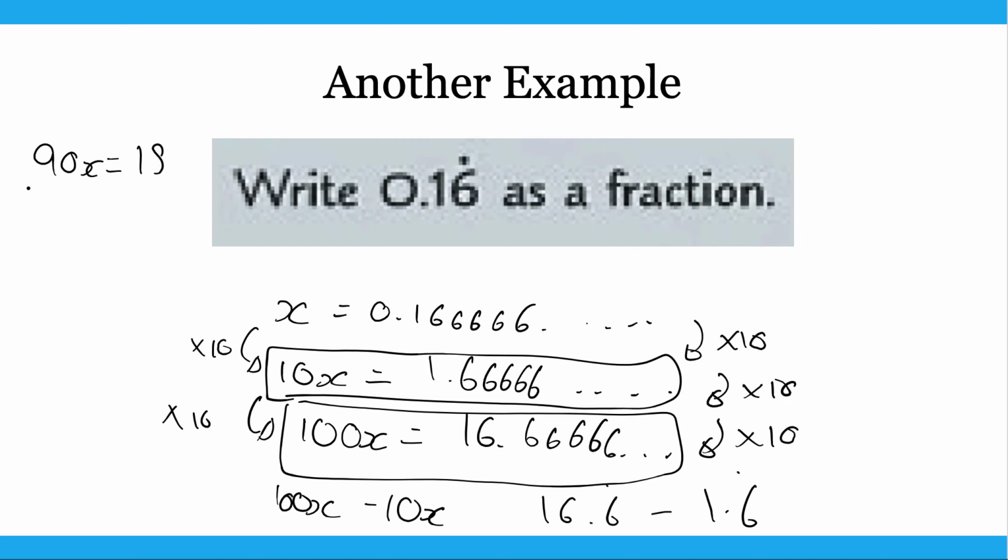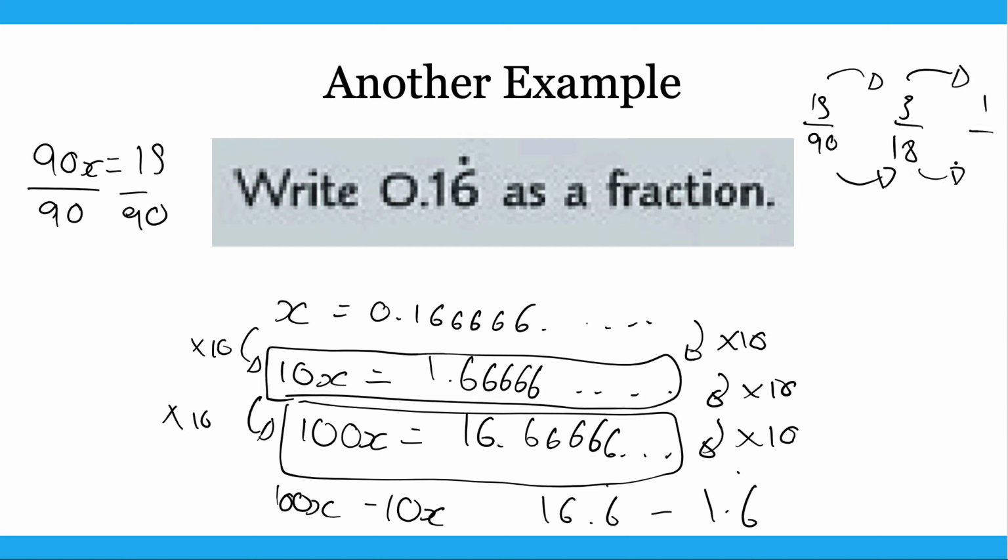So we can divide by 90 on both sides, gives us 15 over 90. To simplify our answer, we can divide by 5 on both sides, so this will get us 3, and 90 divided by 5 gives us 18. We can divide each side by 3, that will get us 1/6, and that would be our final answer.